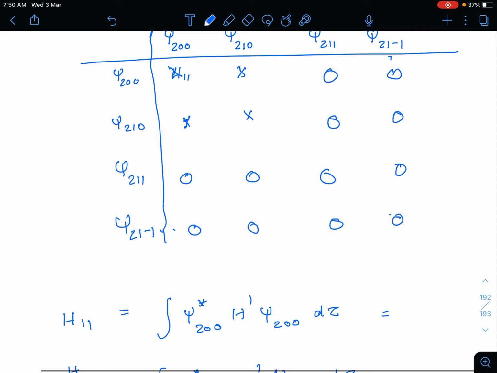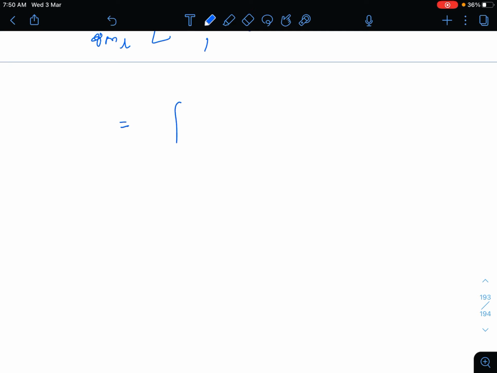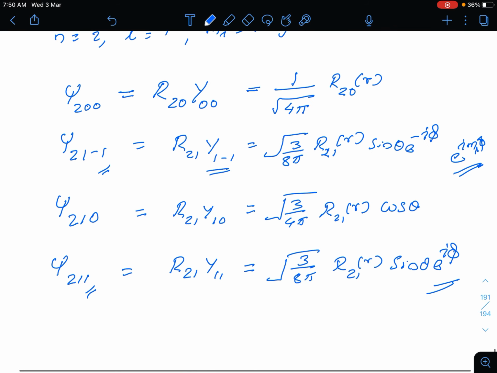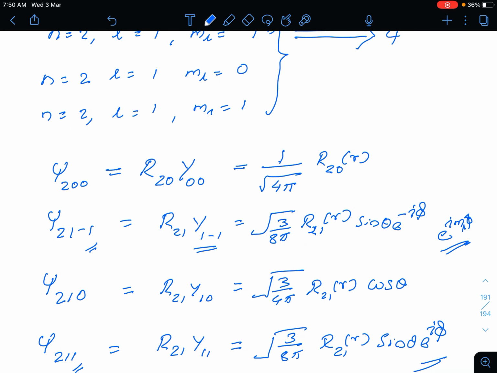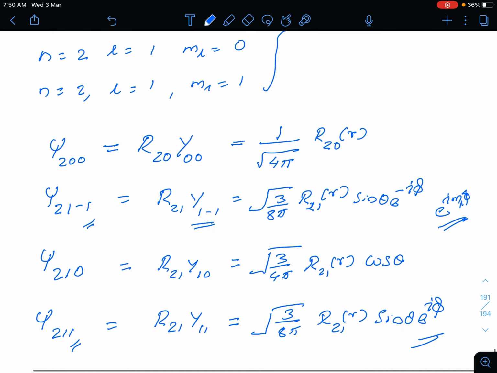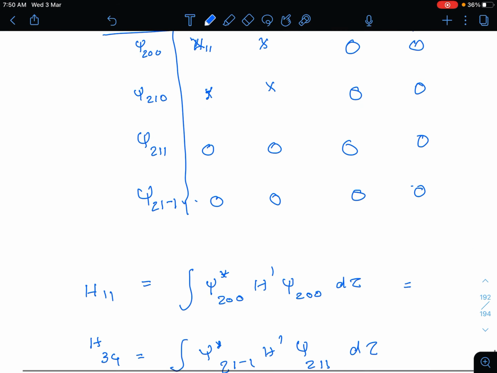So let's check. First of all, let's check the integral of psi 200 star h dash psi 200. What is psi 200? Psi 200 is some radial part, and I don't remember what the radial part is. Okay, let's check it, no problem.